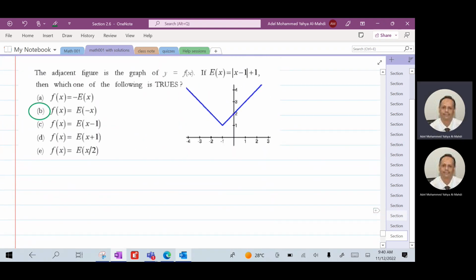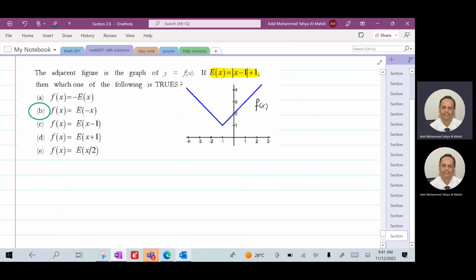Still, we have this question. Let me do it here. We are given a graph, the graph of a function of x. This graph is for f of x. We need to know what this f is. But here we are given e of x equals the absolute value of x plus 1. And here in the options, f is e, f is minus e, and so on.